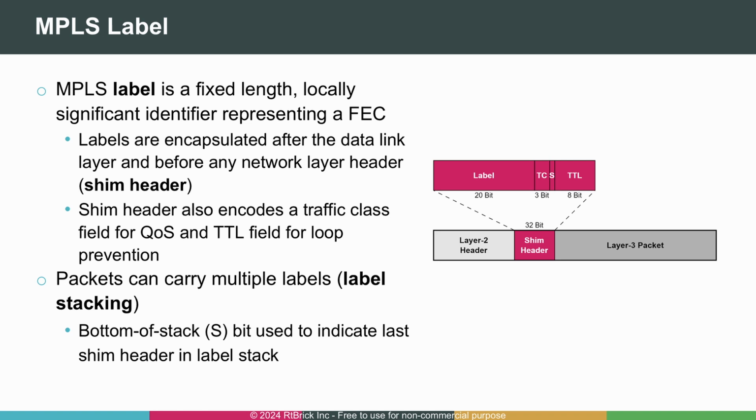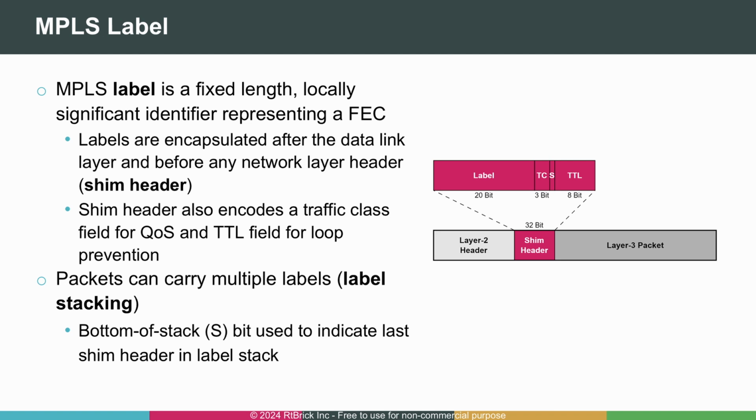In addition, a 3-bit traffic class field, formerly known as the experimental field, is included, which is used for quality of service, similar to the Ethernet class of service field or IP precedence. MPLS supports label stacking, allowing packets to carry multiple labels for services such as VPNs and traffic engineering. A 1-bit bottom of stack indicator marks the last label in a label stack. Finally, an 8-bit time to live field is included to prevent routing loops by decrementing at each hop.